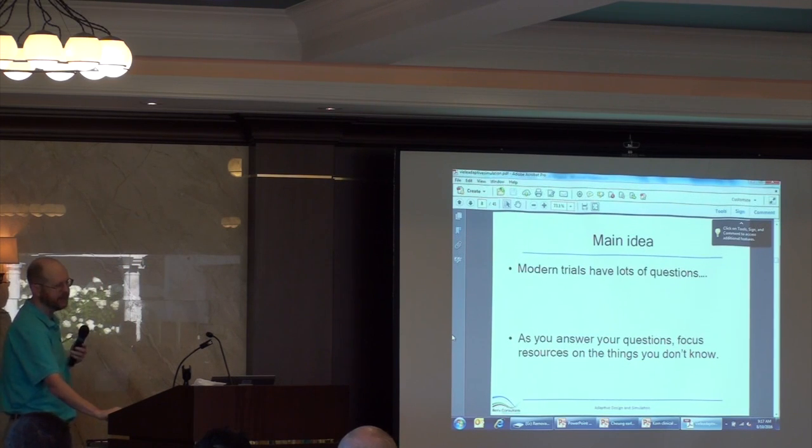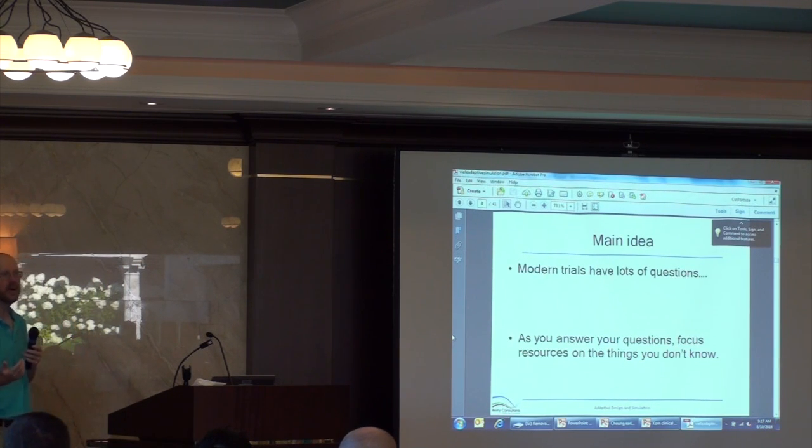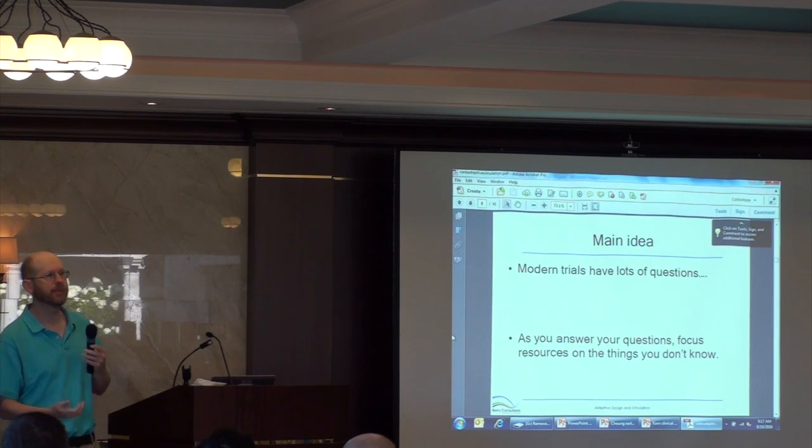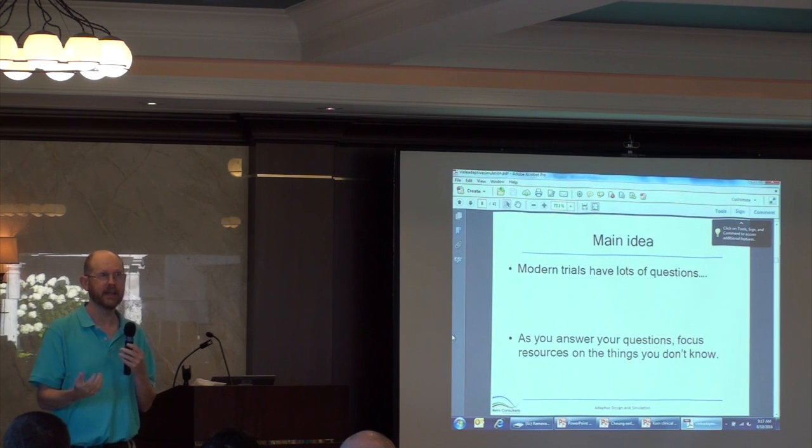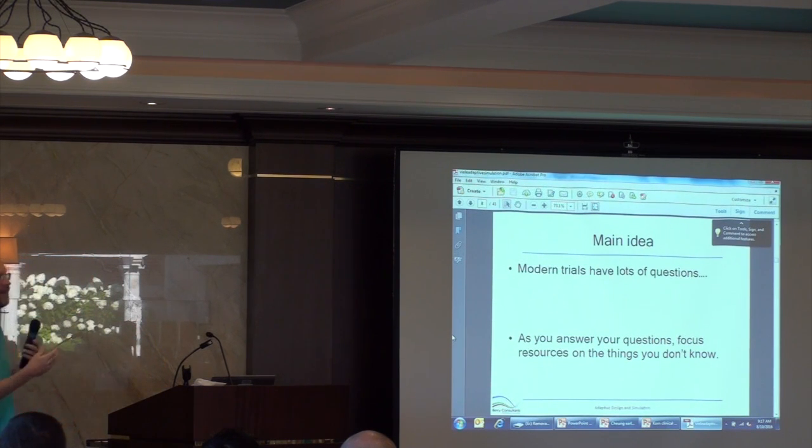So the basic idea here is in modern trials we have lots of questions. Dose, treatment, we have populations, we have how long should the study be? The notion is, as you answer those questions in the trial, to the extent that you can specify in advance, go ahead and do that.